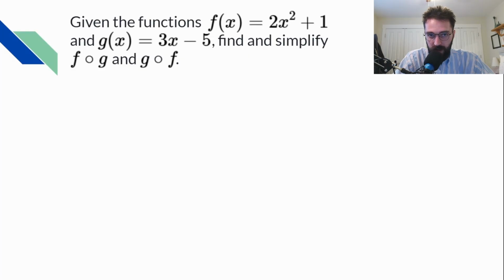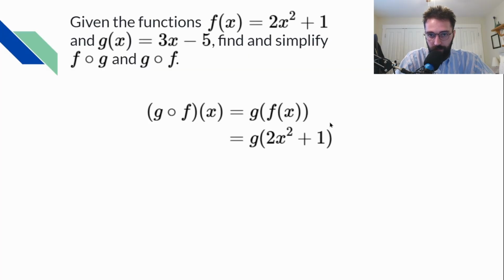Next, let's take a look at g circle f. g circle f is g of f of x. So we're taking g of 2x squared plus 1. But what does the function g say to do? It says to take what we're given, multiply by 3, and then subtract 5. So we'll take what we're given, multiply by 3, and subtract 5.